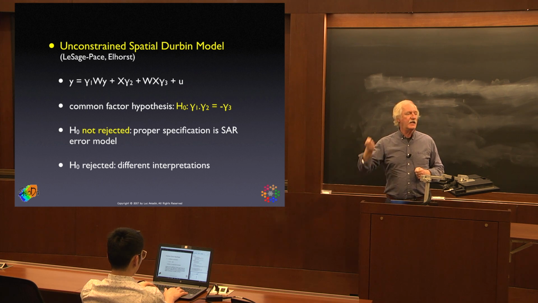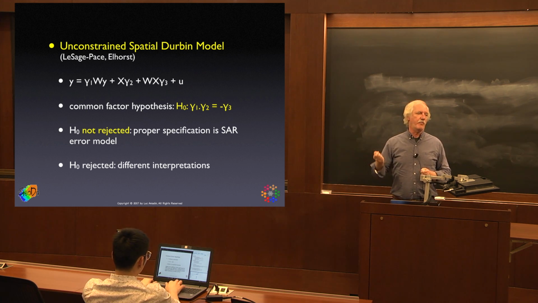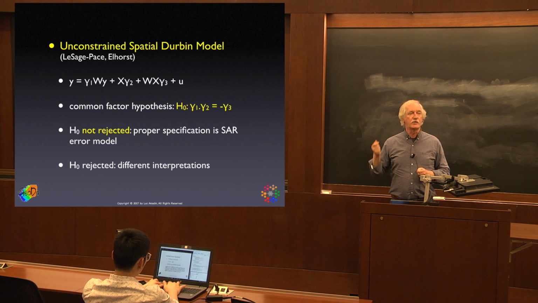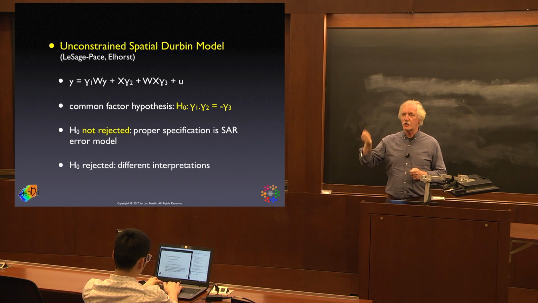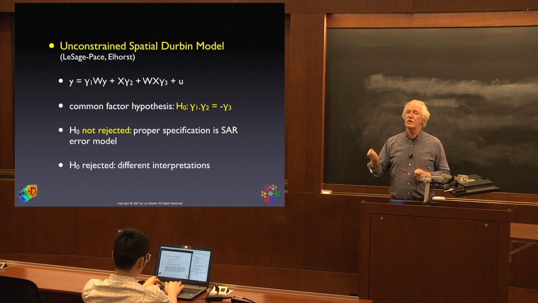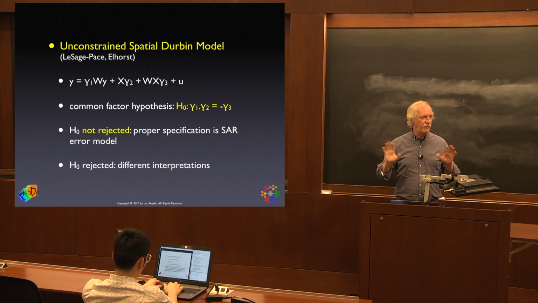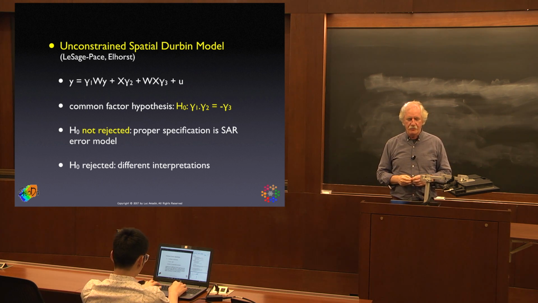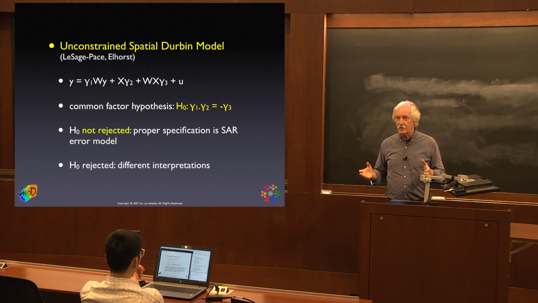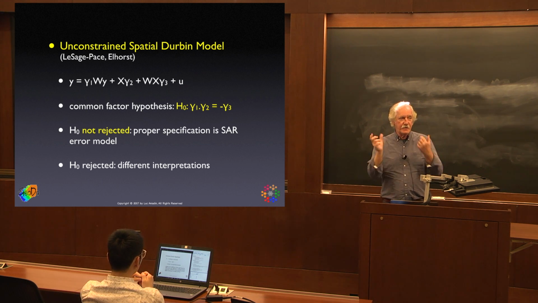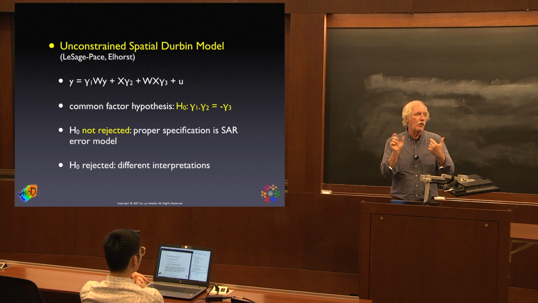It is not a spatial autoregressive error process. It could still be a moving average process or something else, but it's not an autoregressive process. So that's very clean, right? But if it's rejected, all that means is that these nonlinear constraints don't hold.